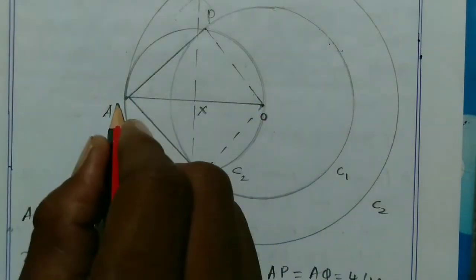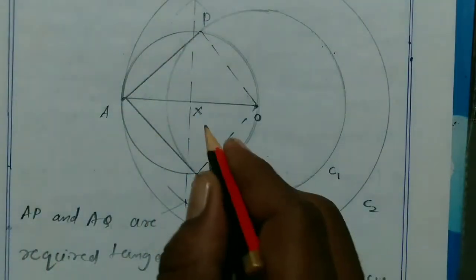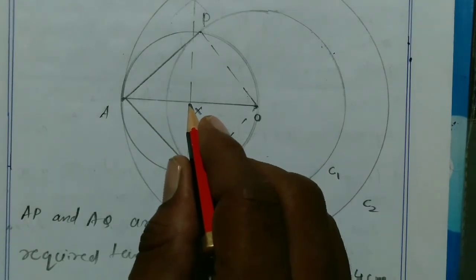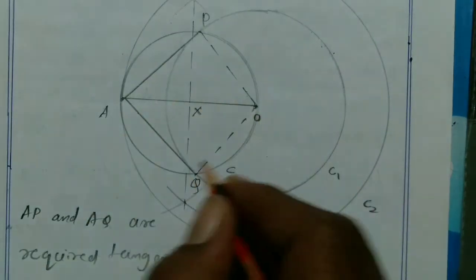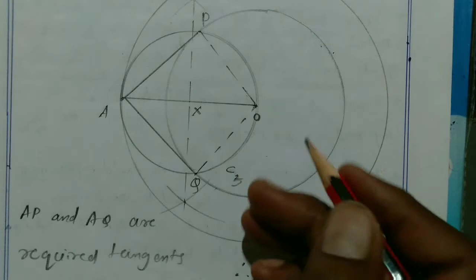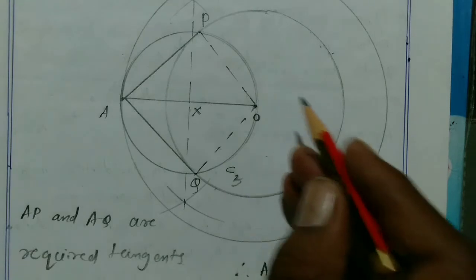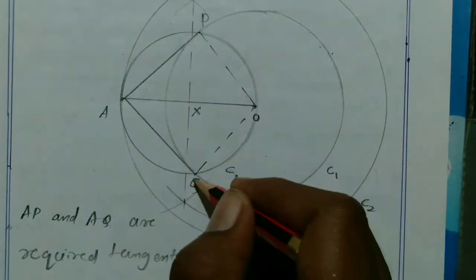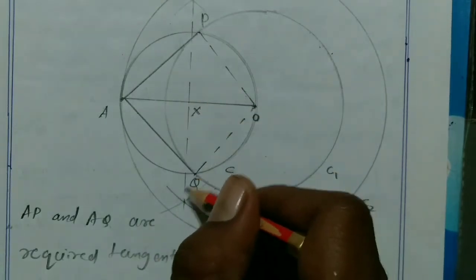Next, you can bisect AO at X. Next, you can consider X as center and take XO or XA as radius, then construct the C3 circle. Next, you can join A to P and A to Q, because the C3 circle intersects the C1 circle at P and Q. So you can join AP and AQ, and AP and AQ are the required tangents.